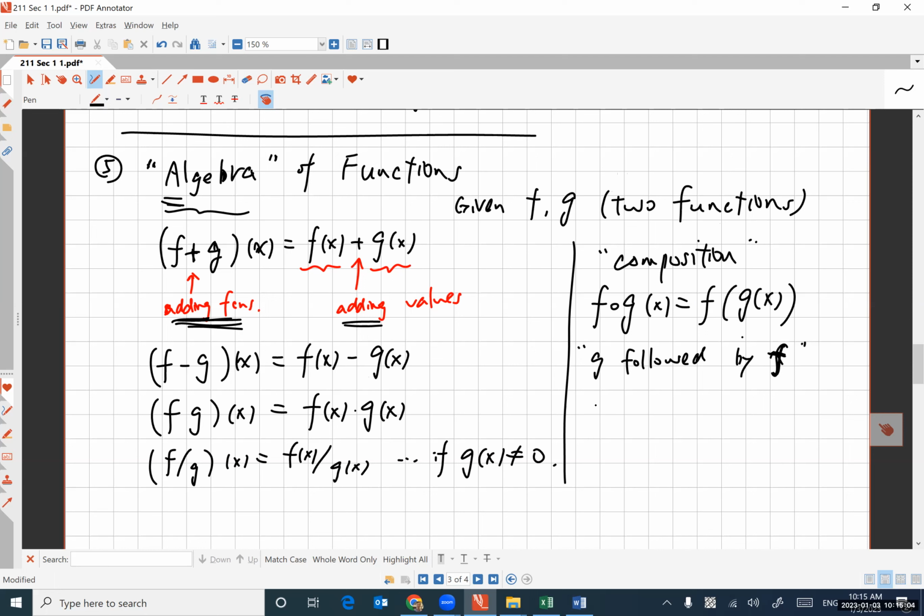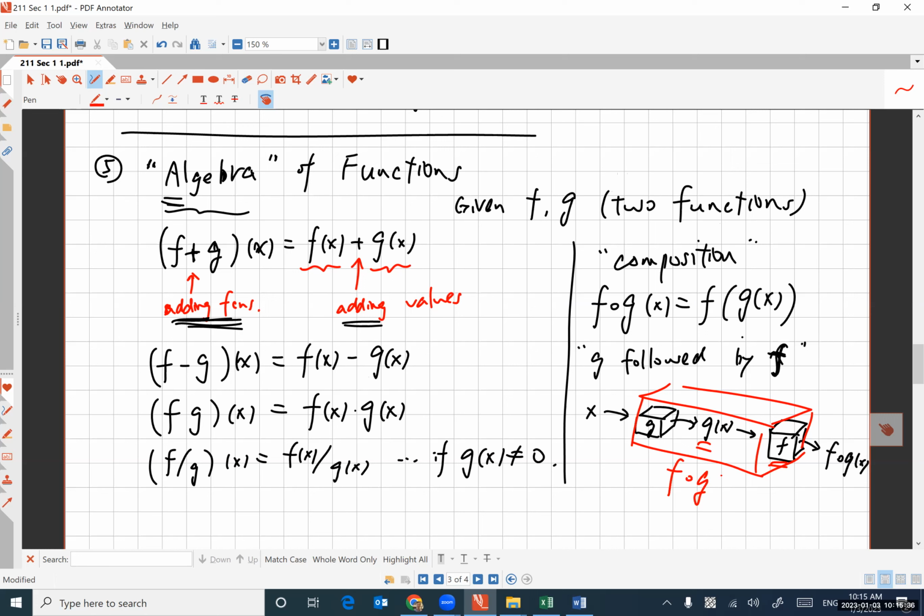So here's the picture. You put x into this box called g first, and out comes g of x. But that's thrown again into another box called f, and out comes f of g of x. And so that is a composition. Think of the composition as the big box that contains both of these. g does its work first, and then f does it next. So this whole box is called f of g.